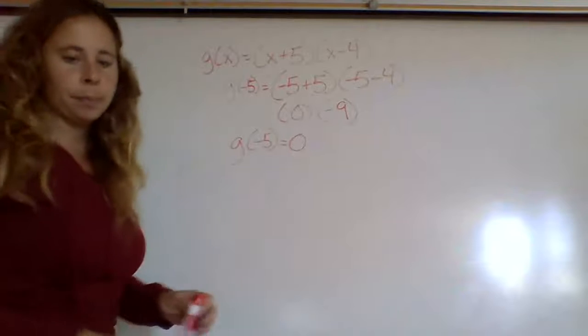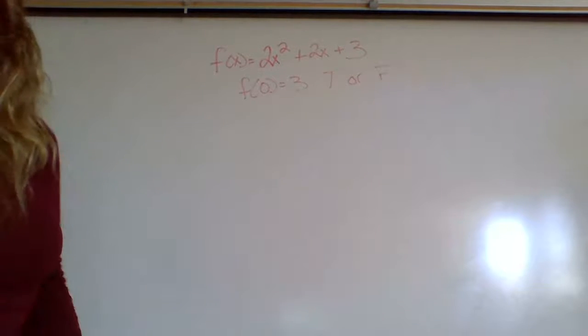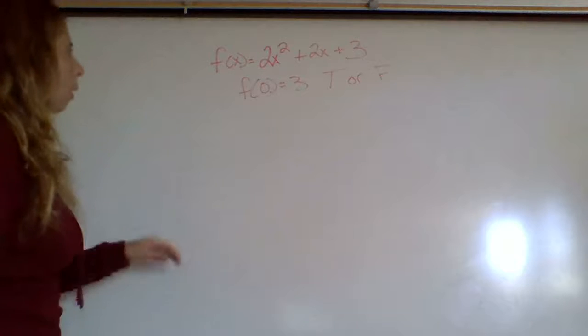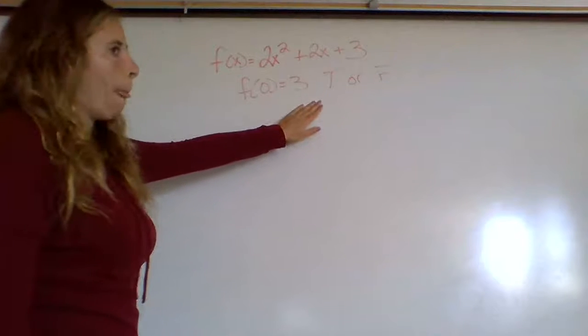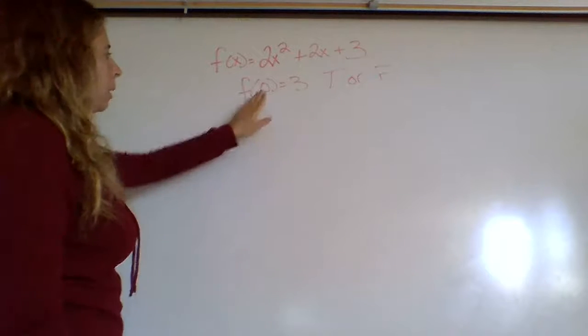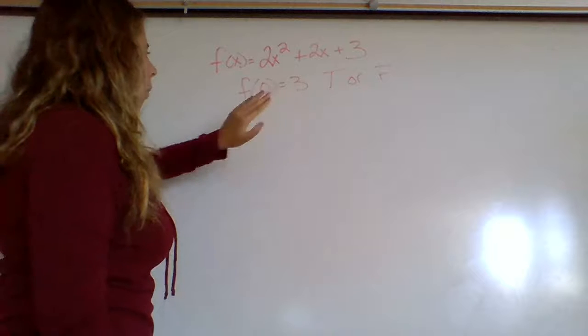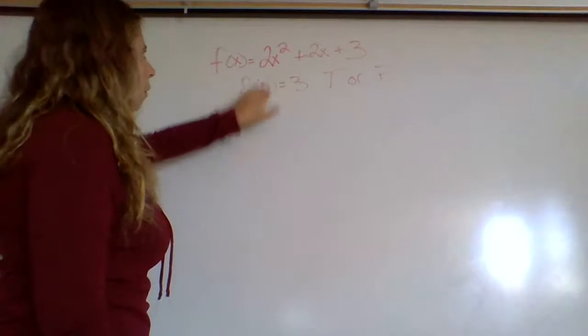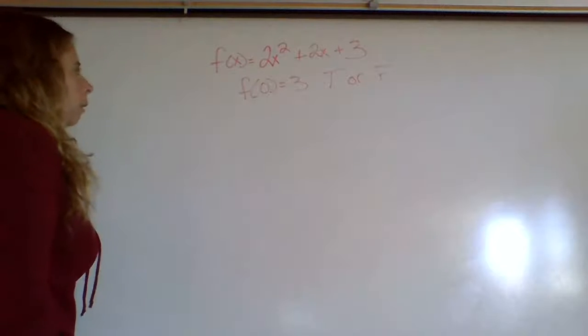Okay, number 10 has A, B, and C, and you have to say whether it's true or false. So the first one, f of 0 equals 3. Is that true or false? What does that mean? That means when x equals 0, f of x is 3. So when I substitute in 0 for x, I'll get 3. Is that true or false?